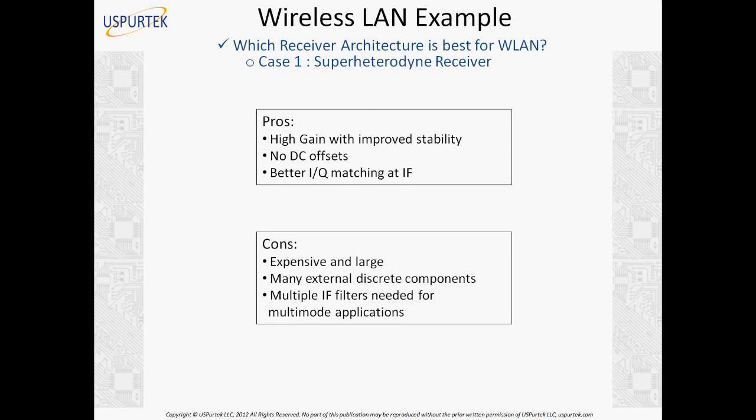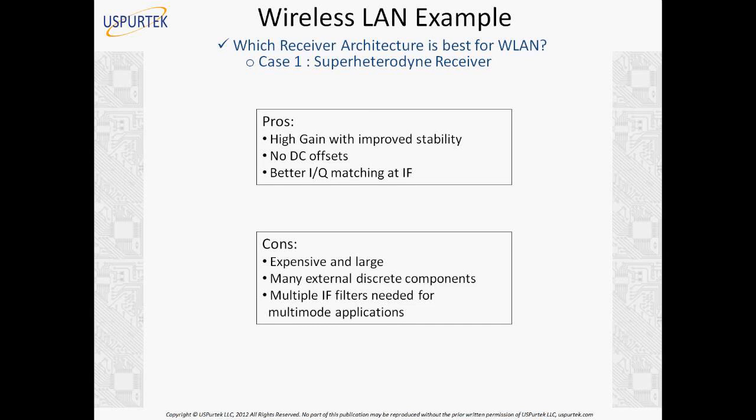So let's look at another implementation, a low IF receiver. Now what we do is reduce the intermediate frequency. Instead of 1280 megahertz, we reduce it down to 10 megahertz, hoping that this will reduce the cost of our filters and multi-mode applications and all that stuff.